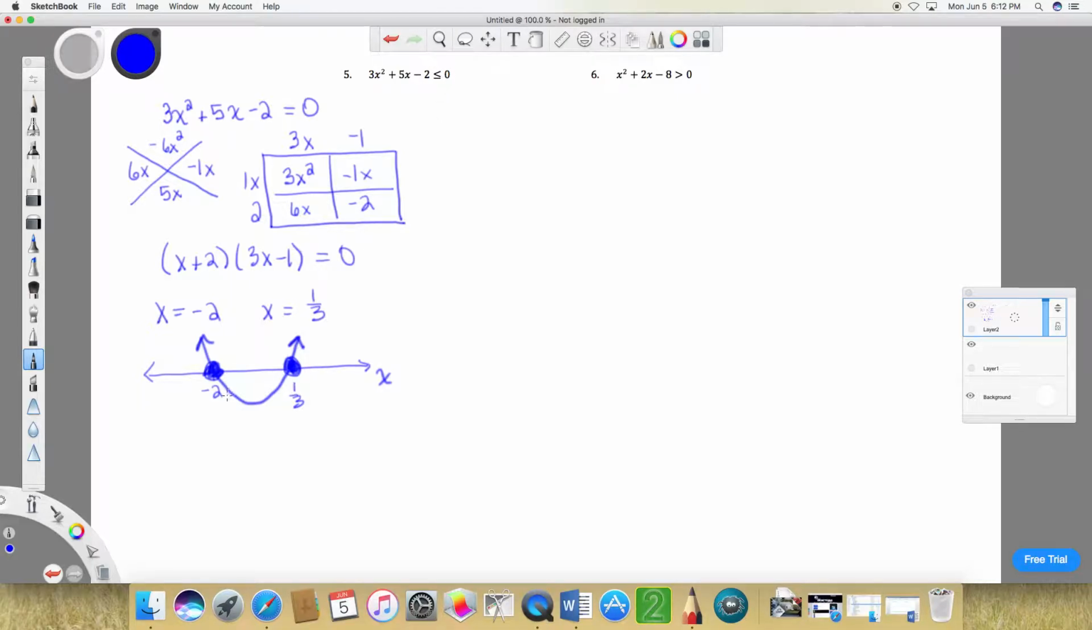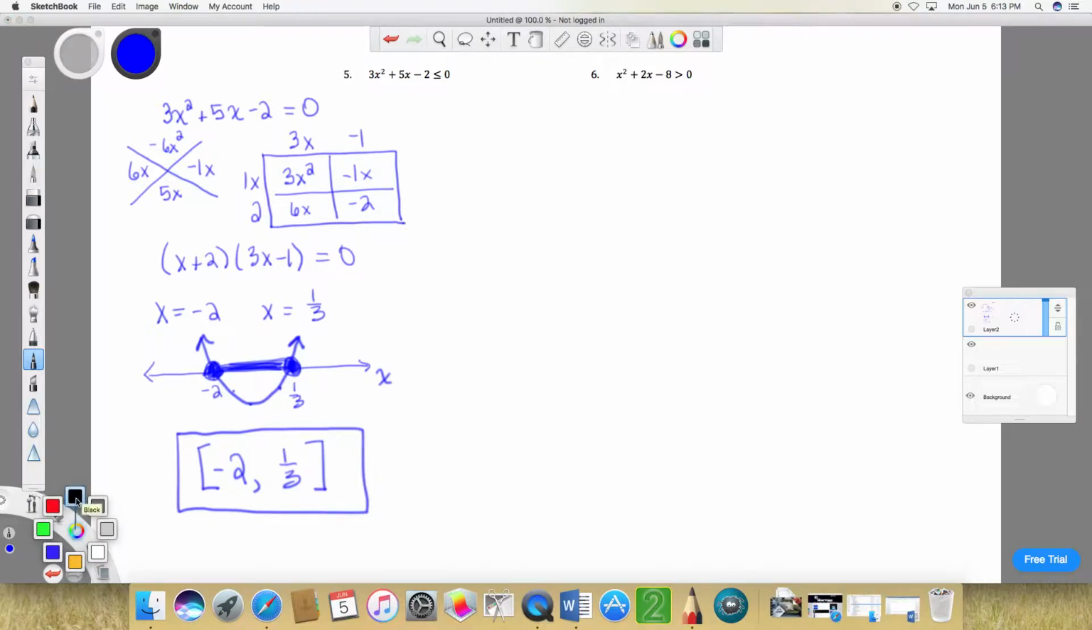The values on the parabola that are below the x-axis all have x-coordinates that are in the middle here, between these two values. So that's how we're going to write our solution set, from negative 2 to positive 1/3, and we're going to include both of those endpoints. So here's our solution set. There's our answer for problem number 5. Now let's go and take a look at problem number 6.